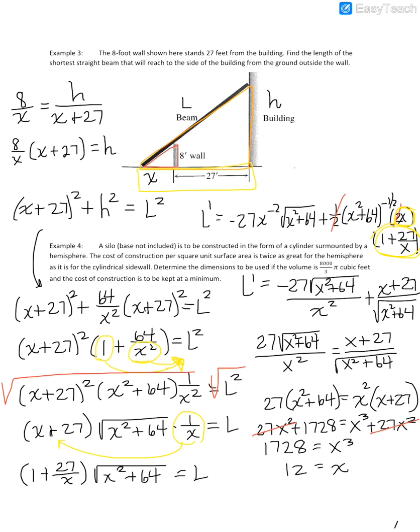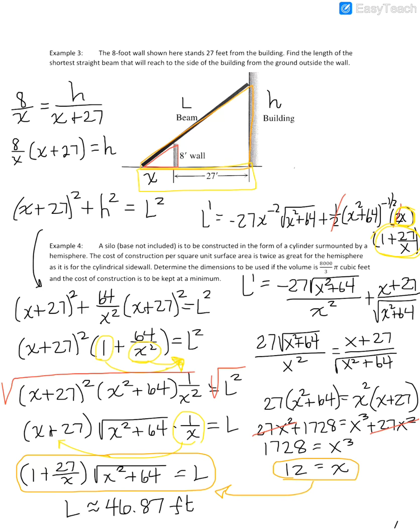All right, let's go ahead and answer the question. The question is the length of the shortest beam. Okay, so I am going back to the length of the beam, which is right here. And I am plugging in my value for x that I got, which was 12. Okay, and at this point you can go ahead and plug that into your calculator, and when you do, the shortest length of the beam gives you 46.87. All right, go ahead and pause it if you're still writing, and we're going to try number 4.